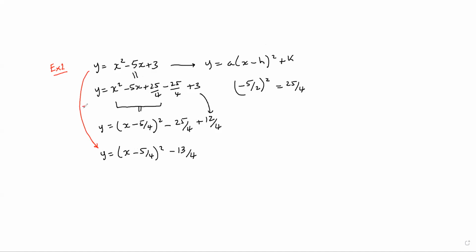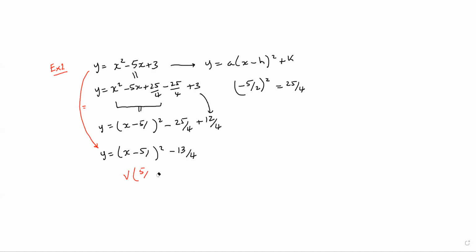Okay, so these are equal. The graph is the same, but we did that, so now we can see the vertex. So the vertex is x minus h. So 5 on 4. Oop, 5 on 2. You see my error there? I just noticed it then. 5 on 2.